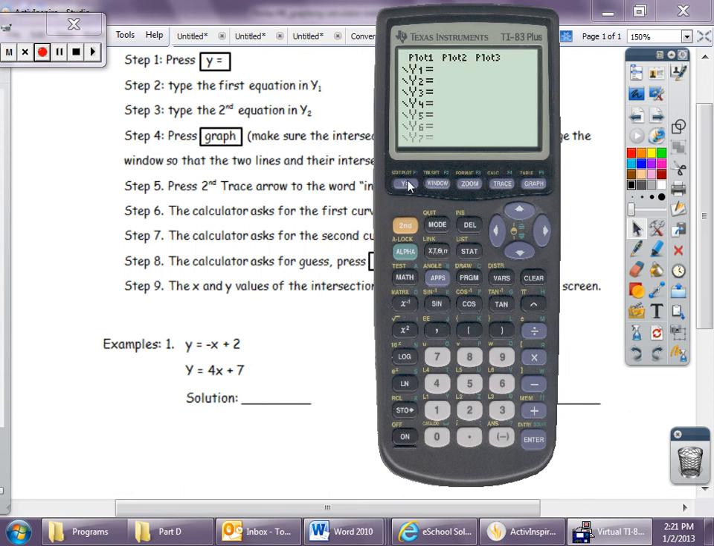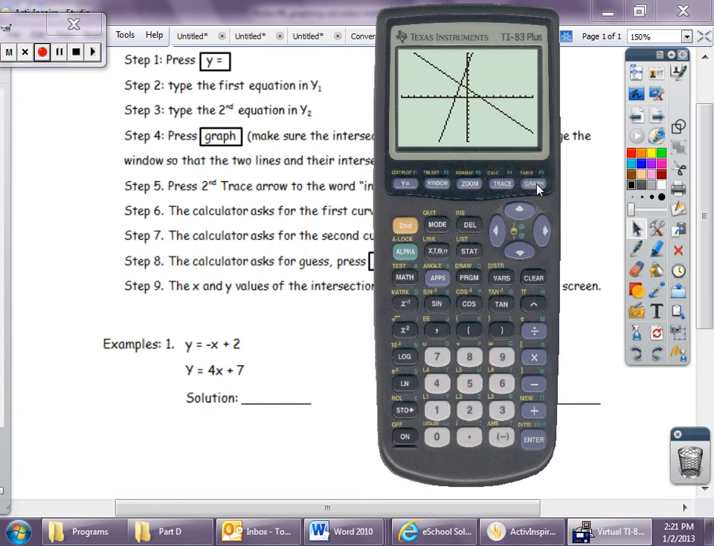So if we go back to the y equals, we type the first equation in y1. The first equation is negative x plus 2. The second equation is 4x plus 7. We type that in y2. So we did steps 1, 2, and 3, and that tells us to press graph. So now we hit the graph, and there's our first equation, and then there's our second equation. Both equations are on our graph, and we see where they intersect. So we did step 4.